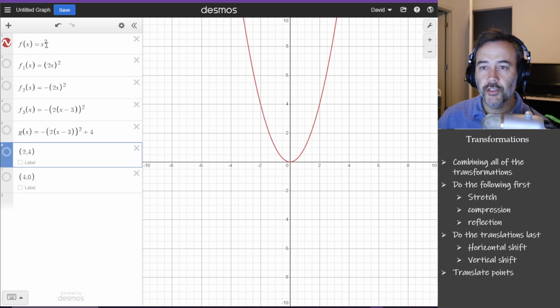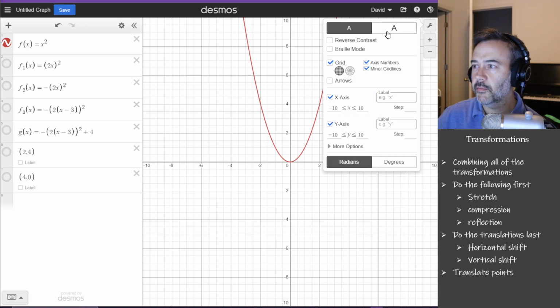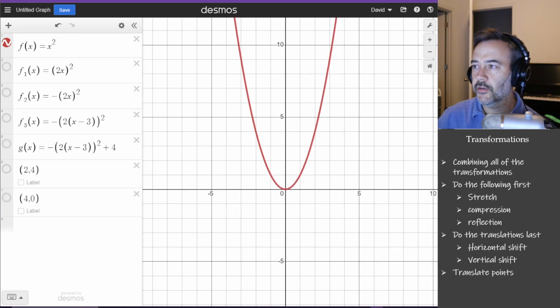The original function is, let me make this a little easier to read.